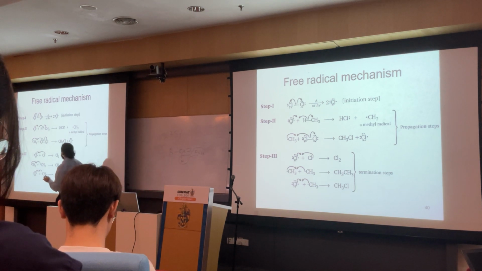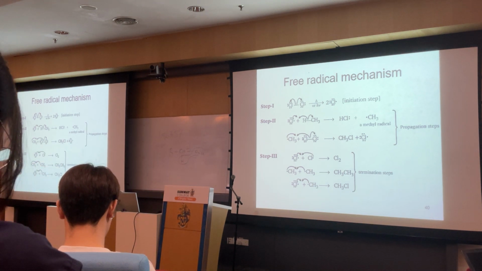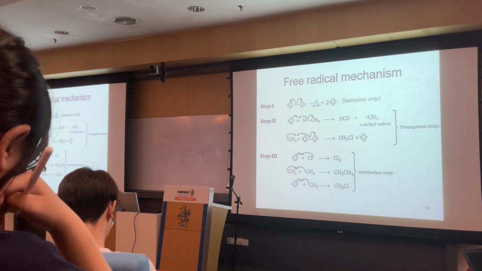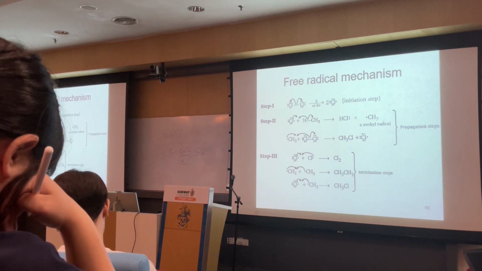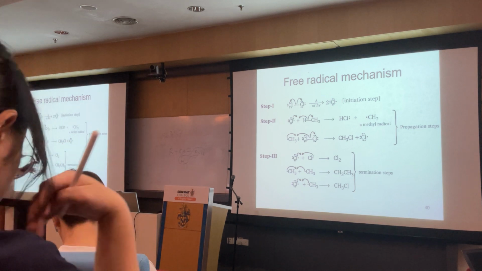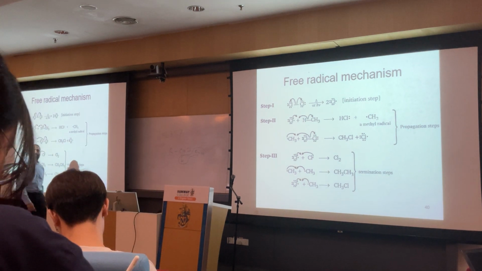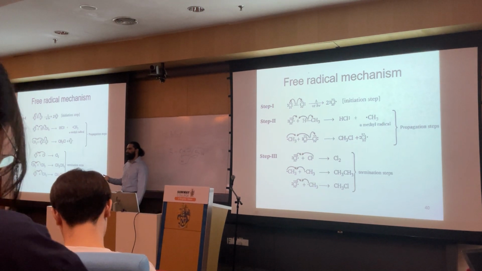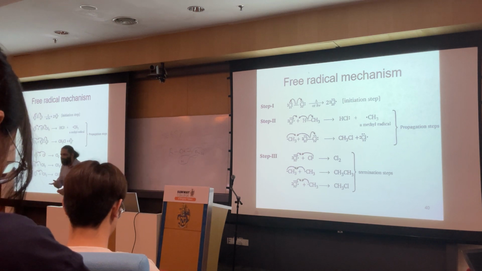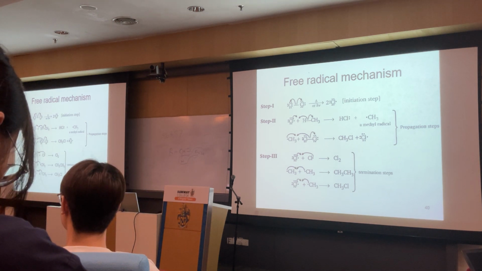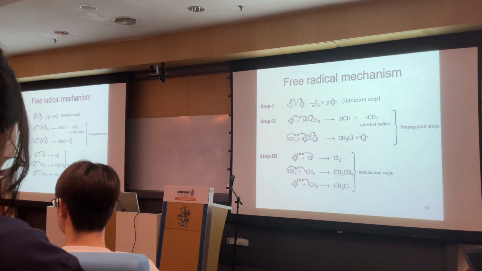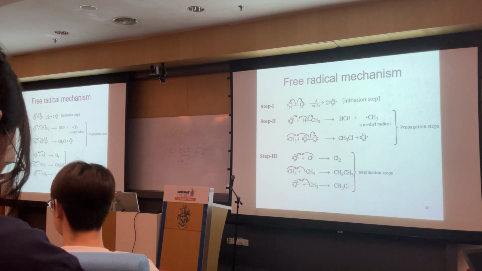Now what happens in a free radical mechanism? In simple words, it consists of three steps. Step 1 is called initiation, step 2 is called propagation, and step 3 is called termination. By the way, is there anyone, because no one asked me, so how would I know? What is a free radical? What is it? Is it an element? Right, so what is a free radical?